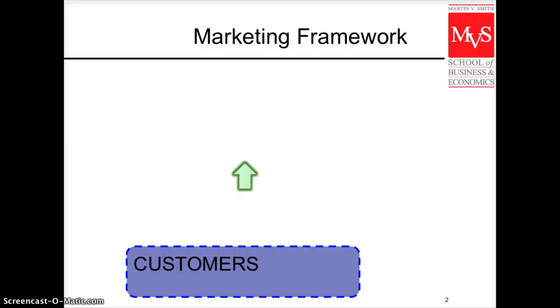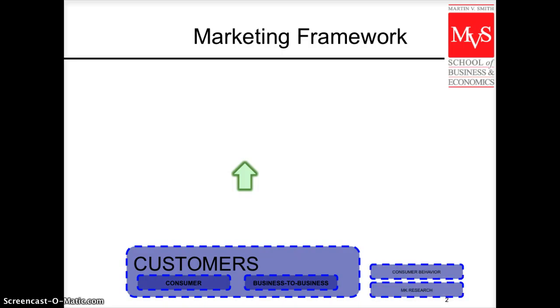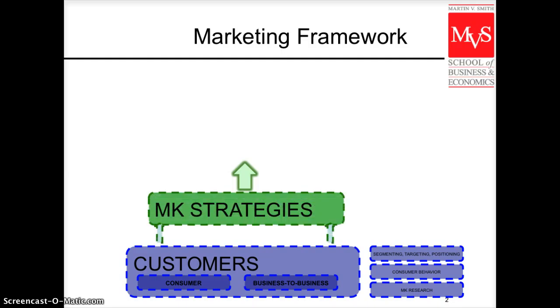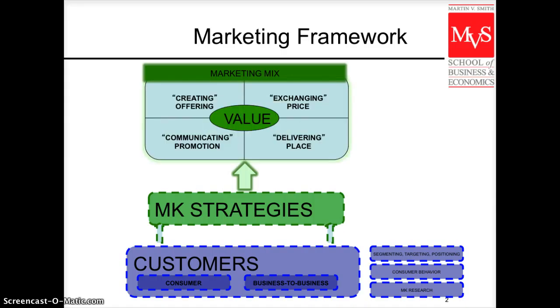And if you recall, we did talk about customers and two major segments of customers, the consumer and the business to business segment. And we have units on market research, consumer behavior, and the last one on segmentation, targeting and positioning. We also had a unit on marketing strategies, and finally, we are entering into the marketing mix. And the following 4 units will be really about each of those components. Today we'll be creating offering, and we will cover promotion, distribution, and price in the following units.